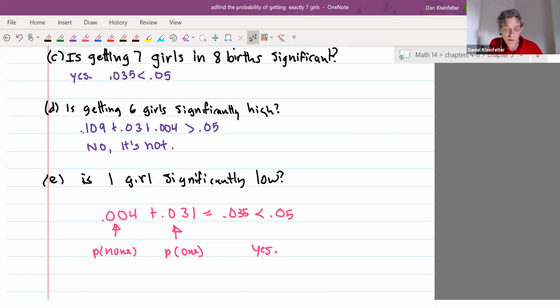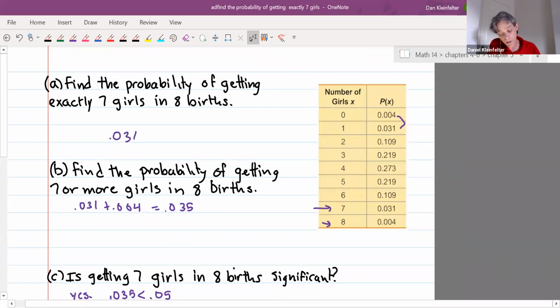The natural question that comes next is, why am I using both of those? Why is it that for one girl, I'm not saying just the 0.031? Why do I have 1 and 0? And for the question of whether 7 in 8 girls is significant, I didn't just use the 0.031. We used 0.035, which is both the 7 and 8. We needed the probability for both outcomes.